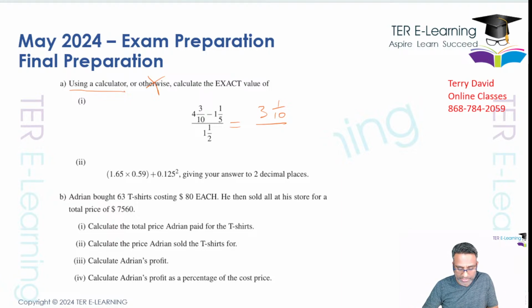So 4 and 3 over 10 minus 1 and 1 over 5, and you're going to get 3 and 1/10. We're dividing this by 1.5, and you're going to get 2 and 1/15. So 2 and 1/15, or you can leave that as 31 over 15. Any one of them will be acceptable.